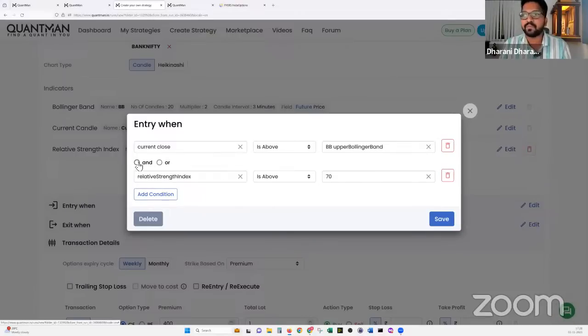I need to use what operation? AND operation or OR operation? Alok says AND, Anthony says AND, Suman says AND, and Deepak and Naveen. That's crazy. Okay, so we need to use the AND operation because I want both these conditions to be satisfied, and then I save it.